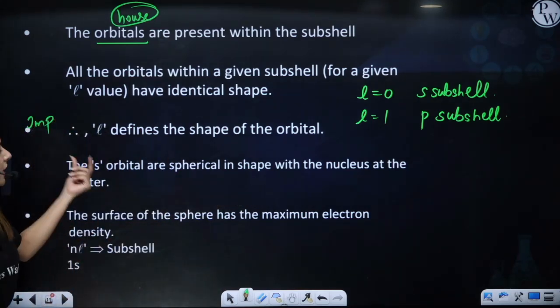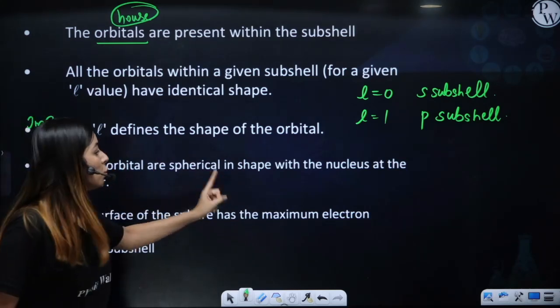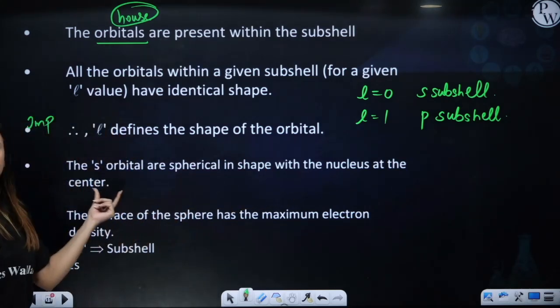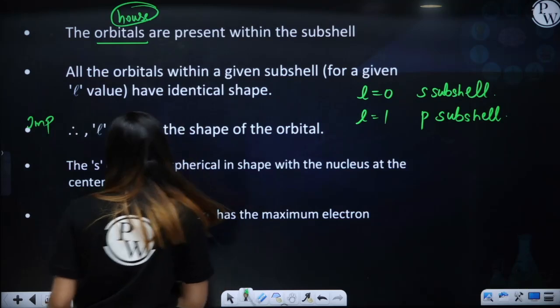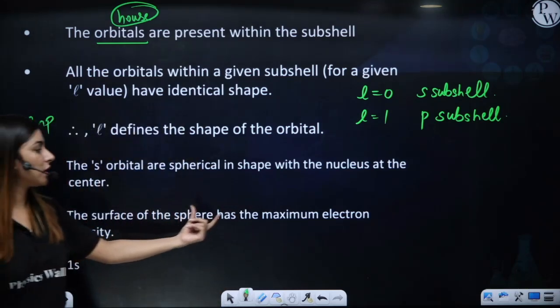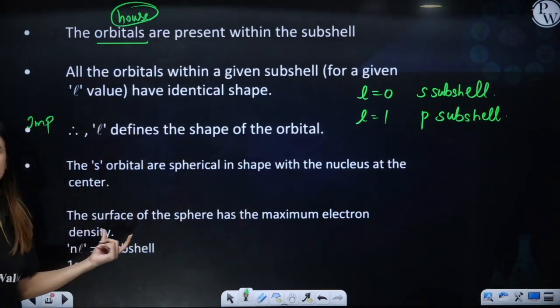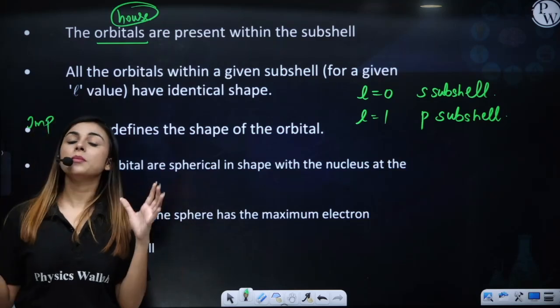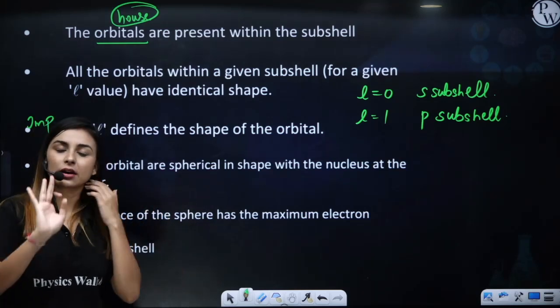Next, the S orbitals are spherical in shape, as I told you, with the nucleus at the center. The surface of the sphere has the maximum electron density. So, the maximum electron density will be on the surface. I hope this is clear.